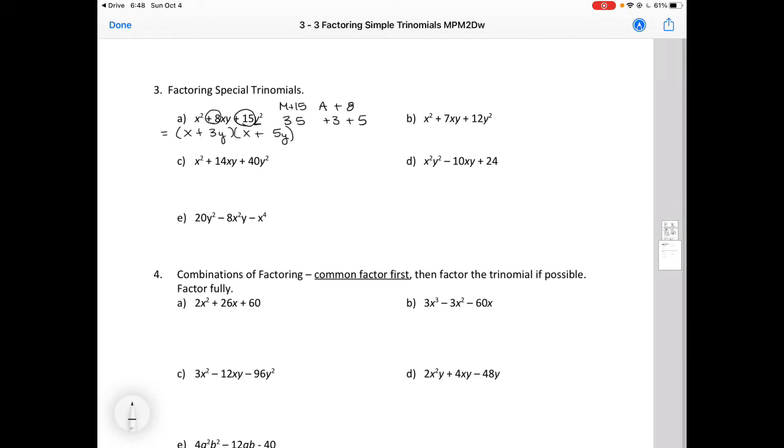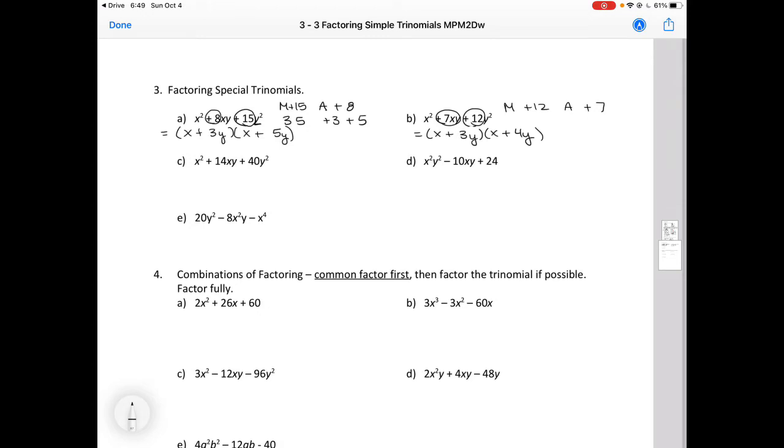Let's look at another example here. So I'm still starting with my numbers, multiplying to positive 12, adding to positive 7. Hopefully you're starting to see the pattern in that this would be x plus 3 and x plus 4. Now I need my y's on, so I'm going to add those in at the end. If I were to expand that, I would get x squared plus 4xy plus 3xy. That would be my 7xy. And then my last term is going to be 12y squared, which is what I'm given in the original question.